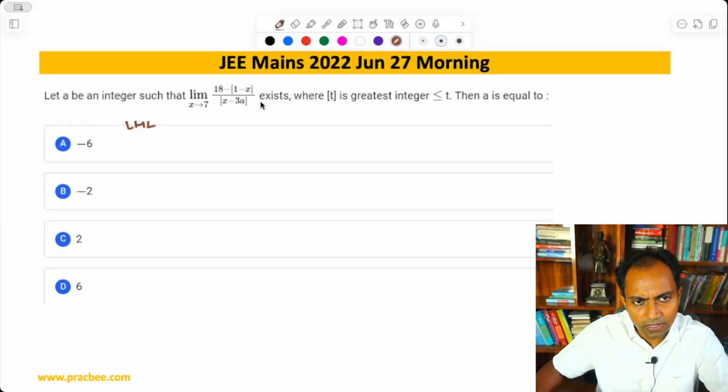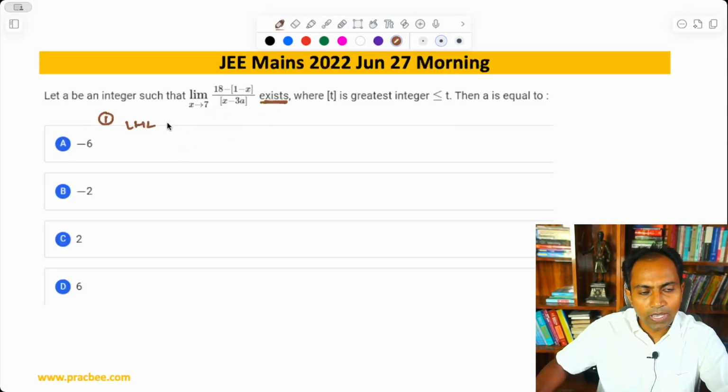Again in the next question, we will go ahead and figure out the value of LHL, RHL, and they are saying that the limit exists. So we will be able to equate them and then ultimately get the value of a. So if you have this limit h tends to 0, this will become f of 7 minus h. Let us substitute this value and see what do we get.